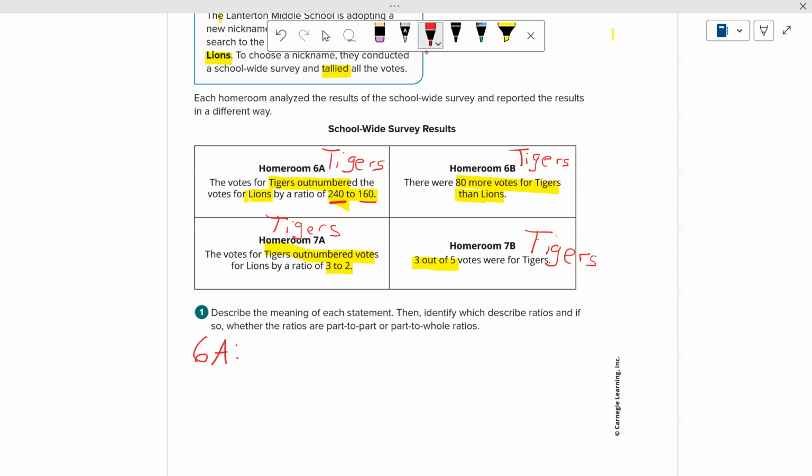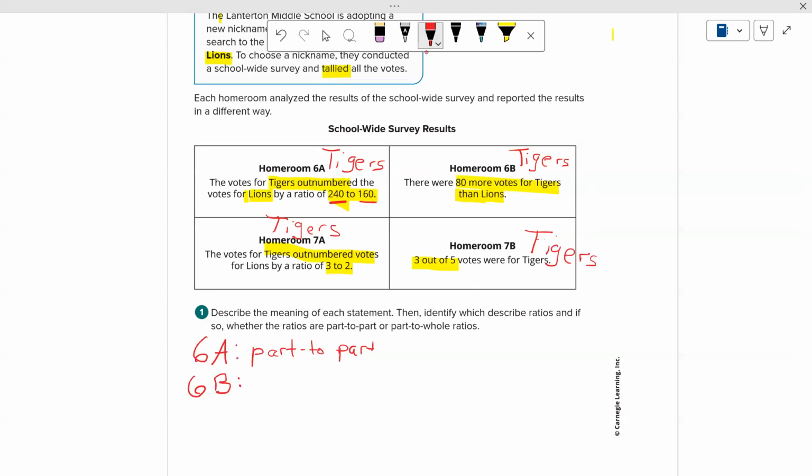This isn't a part to whole because it's 1 part Tigers, 1 part Lions. If it was part to whole, it would be the total number of votes. So this is actually what we refer to as a part-to-part ratio.